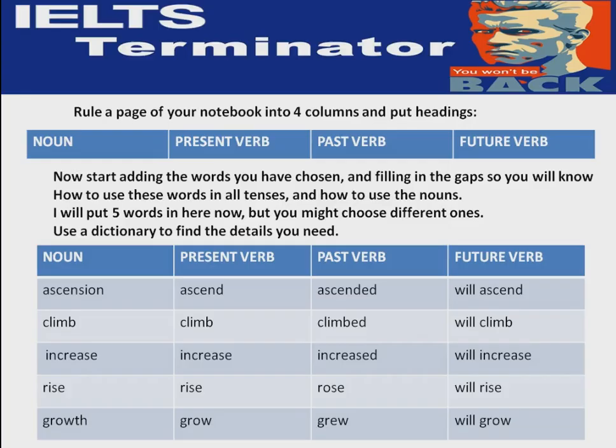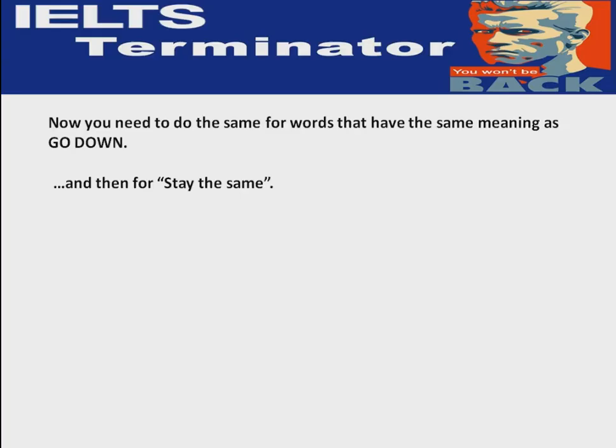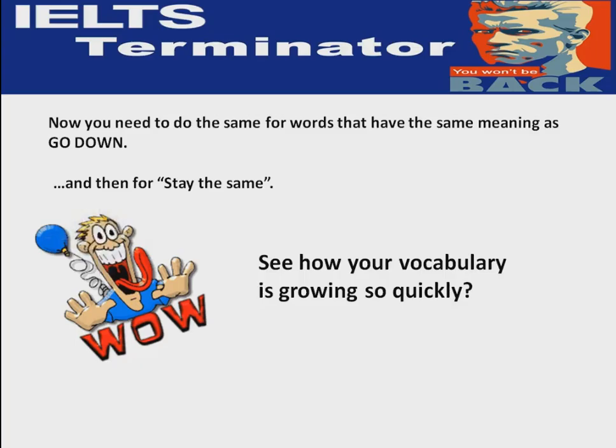So just pick a few words and make sure you understand how to use the noun and the verbs. Now you need to do the same for words that have the same meaning as go down, and then for stay the same. See how your vocabulary is growing so quickly. Remember, you don't have to use all the words that you can find that mean these things.